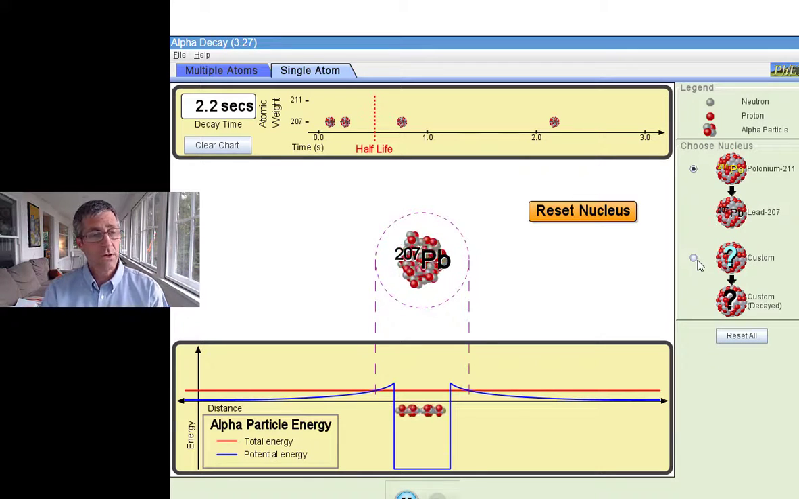Anyway, the key thing is, we're still looking at a single nucleus, and that single nucleus can be stable or unstable. If it's stable, nothing's going to happen. If it's unstable, that's what we're going to get into next: what happens when something's unstable and falls apart.